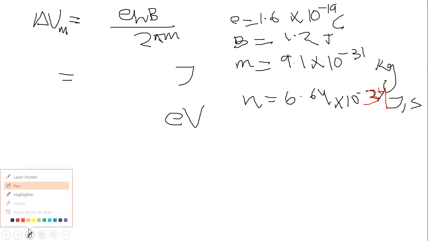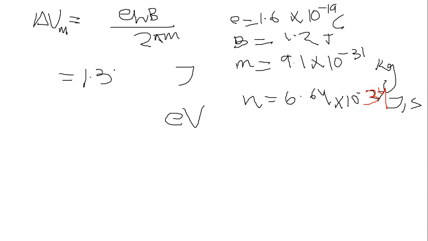So basically, the answer if we write it in electron volt will be the value 1.39 into 10 to the power minus 4 electron volt, not joule, if we convert it to electron volt.